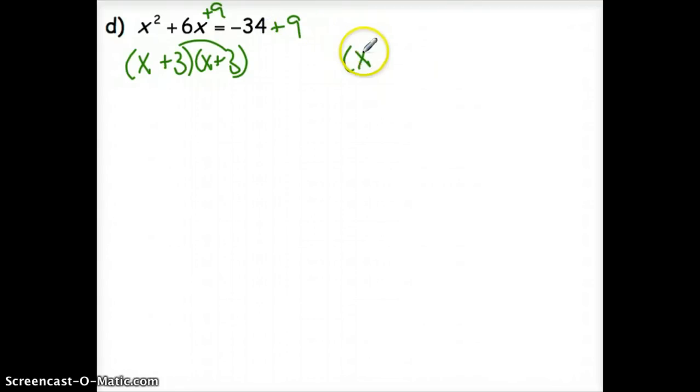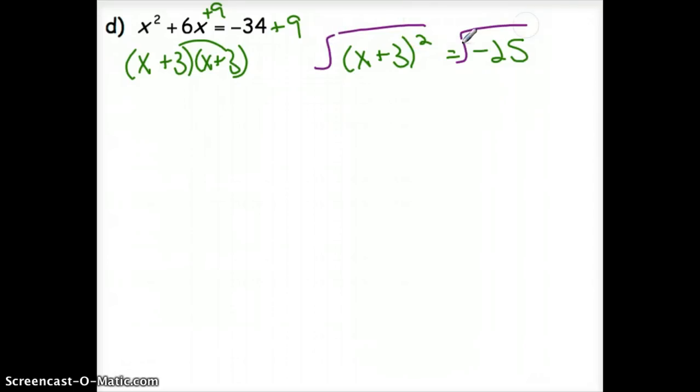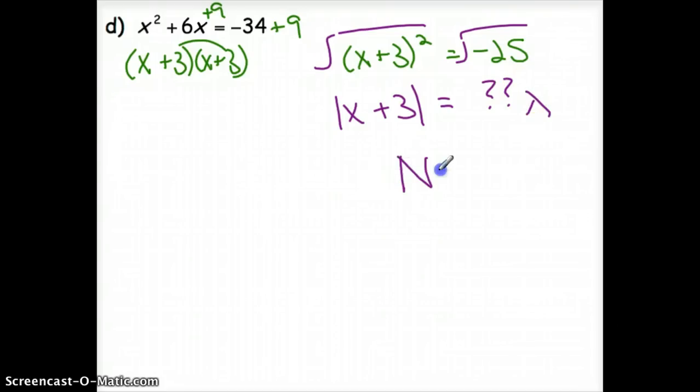So now I have (x plus 3), the quantity squared, equals negative 25. Okay, and I can take the square root of both sides. I get the absolute value of x plus 3 equals the square root of negative 25. At this stage I cannot do it, so we're going to say no solution. Okay, or we'll probably just write the shortcut. Okay, all right, one more problem.